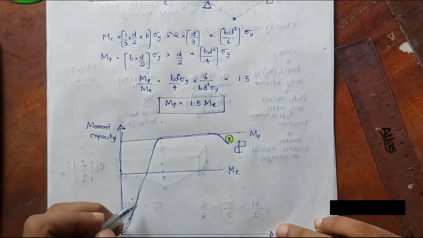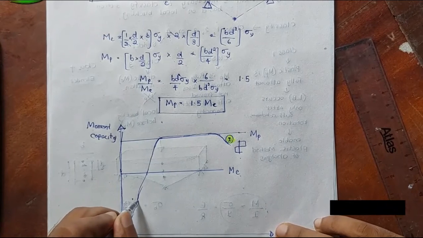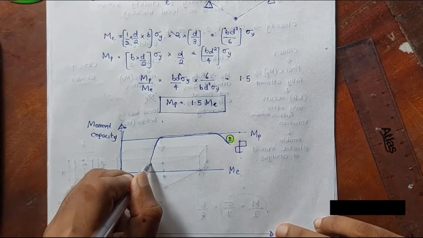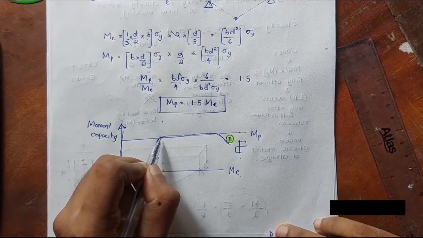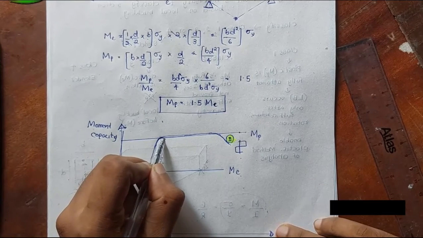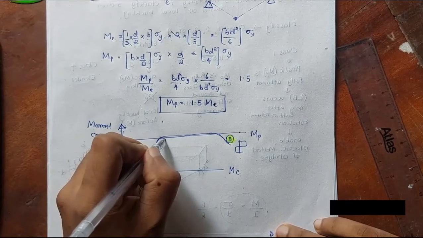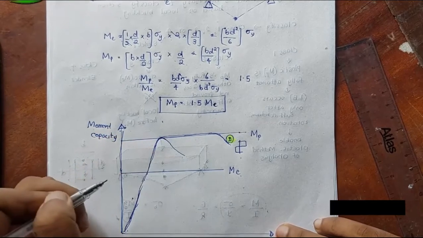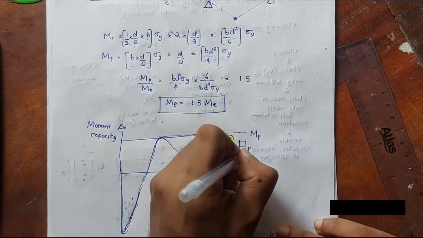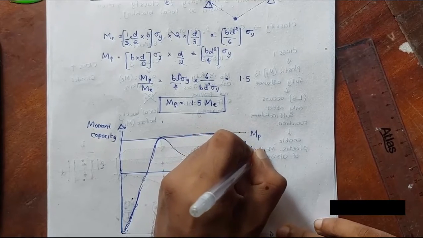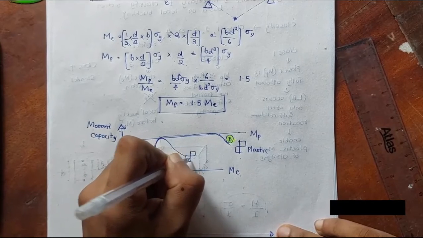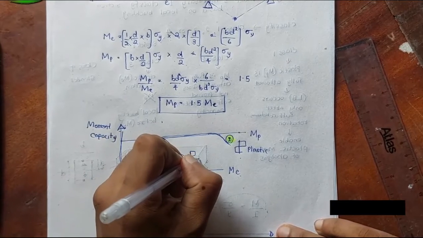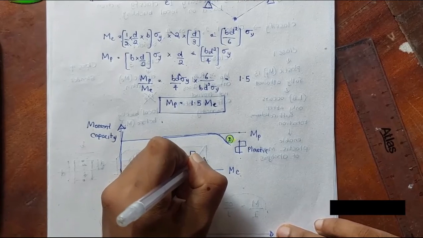For class 2, the section attains the plastic limit but does not undergo much rotation. You remember the definition we wrote. This is a plastic section that achieves the plastic limit but does not undergo sufficient rotation, so we call it a compact section.